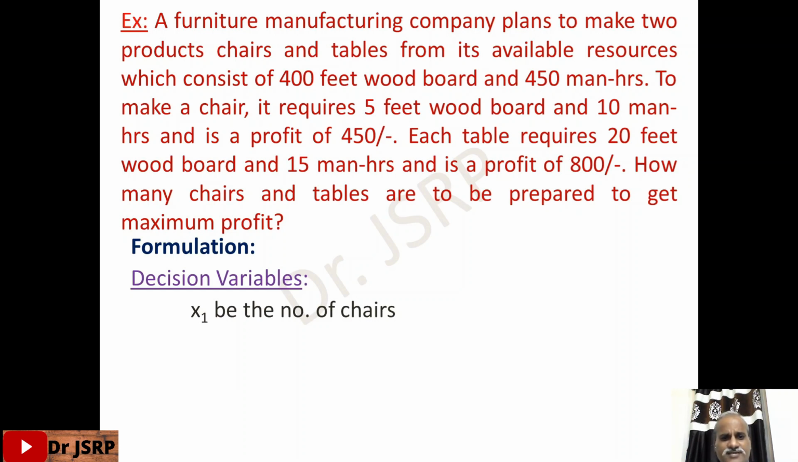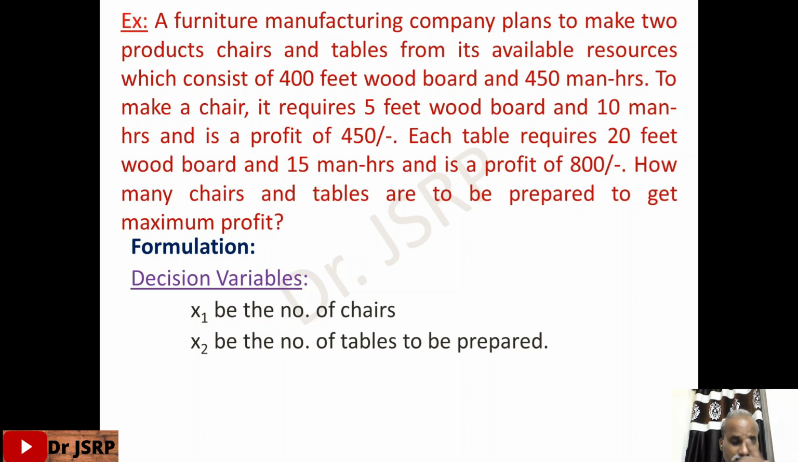So let x1 be the number of chairs. Another decision variable, x2, is the number of tables to be prepared. First we have to observe what we have to find, and from that we can write the decision variables. So here we have two decision variables, that is, the number of chairs and the number of tables.